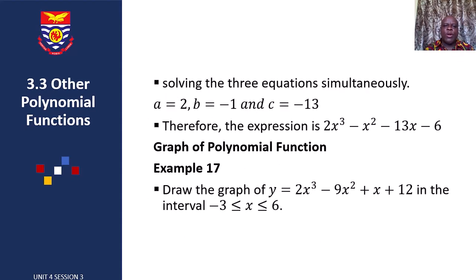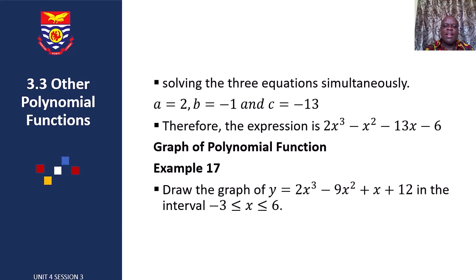We consider those three equations that we have formed, and we solve them simultaneously. Then you will get a to be 2, b to be negative 1, and c to be negative 13. We will substitute these into the given expression, and that becomes 2x cubed minus x squared minus 13x minus 6.